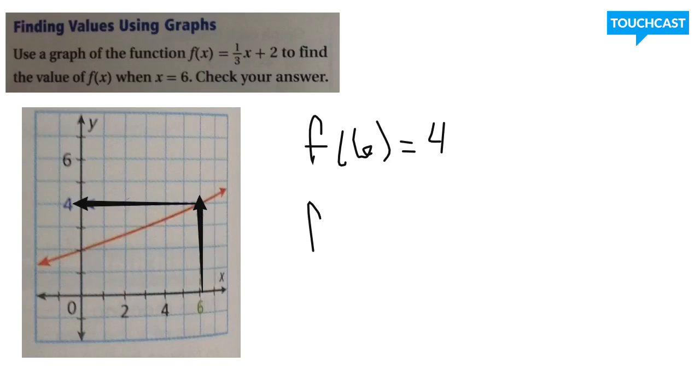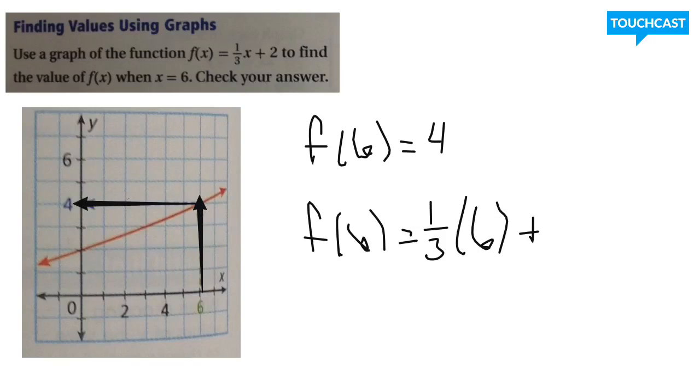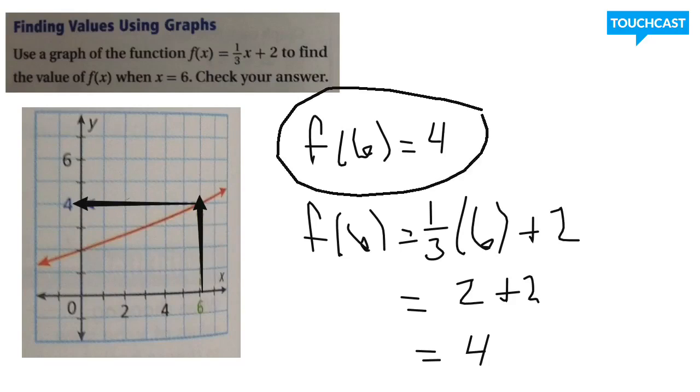The f of 6 is equal to 1/3 times 6 plus 2. Now 1/3 times 6 is the same as 1/3 times 6/1, which is going to give us a 2, and 2 plus 2, that is indeed 4, and we have confirmed that the f of 6 is equal to 4. So now we can move on to our last example, our problem-solving application.